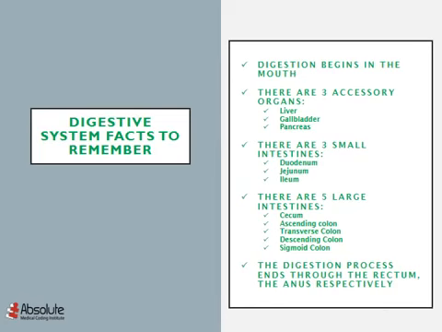So just a quick review. Digestive system facts to remember. Digestion begins in the mouth. There are 3 accessory organs: liver, gallbladder, and pancreas. There are 3 small intestines: the duodenum is the first part, then the jejunum and ileum. There are 5 large intestine parts: the cecum, the ascending colon, the transverse colon, the descending colon, and the sigmoid colon. And the digestive process ends through the rectum and the anus, respectively.